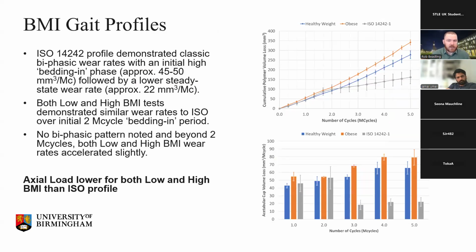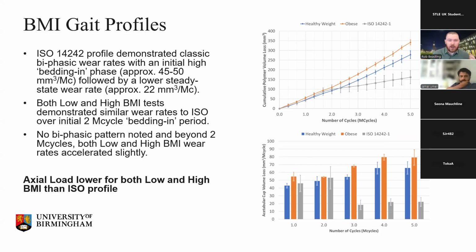And the first thing we found is that even with those BMI profiles, even though the load was lower than the peak load in the ISO profile, so the ISO profile calls for a 3 kilonewton peak load. I think even the obese patient, the load was 2.7 kilonewtons peak. Our wear rates were much higher across the 5 million cycles.